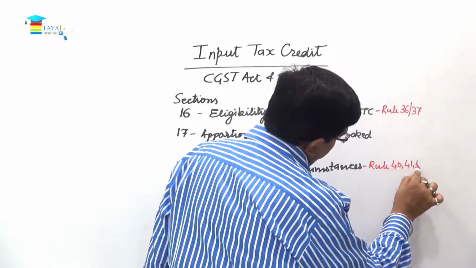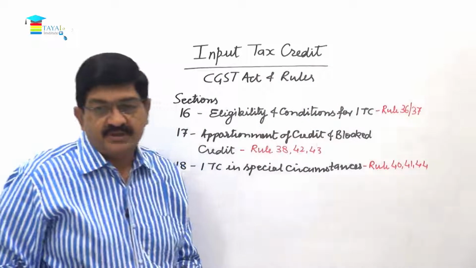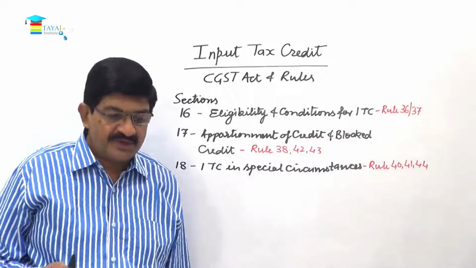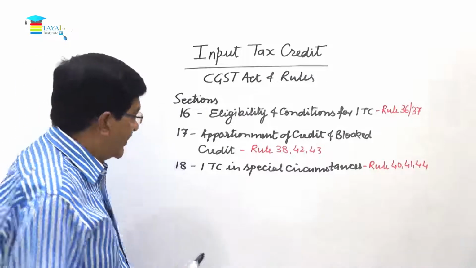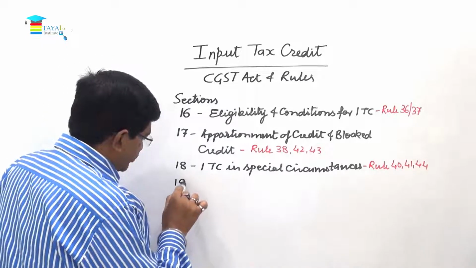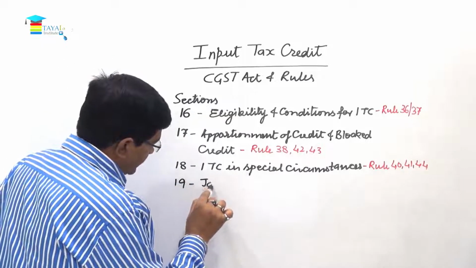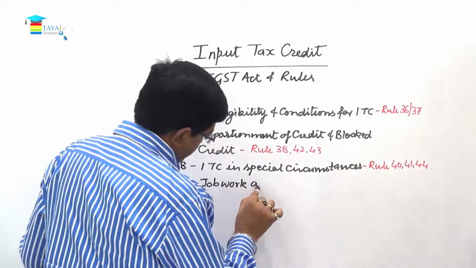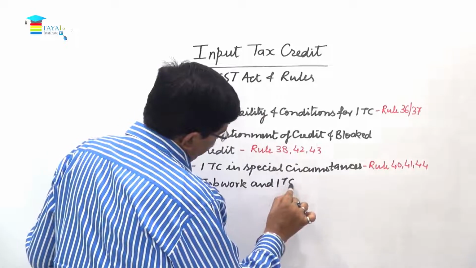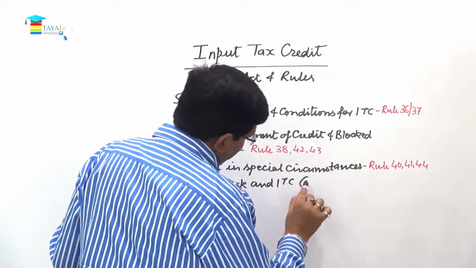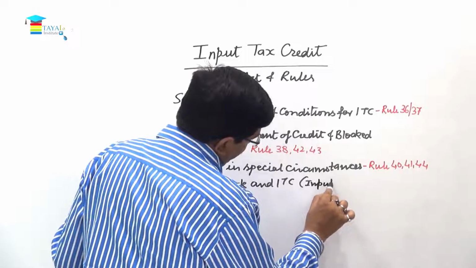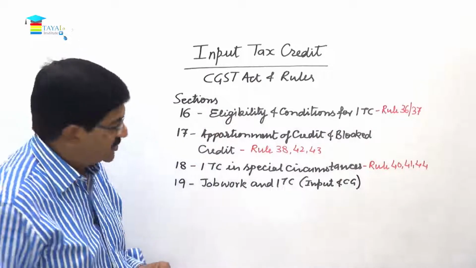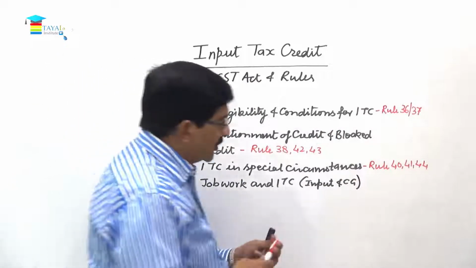Rule 40, 41 and 44. These are the rules which we will have to refer to. Then comes section 19, and that talks about taking input tax credit on capital goods and inputs sent for job work. So I'll just put a title, job work and input tax credit, and in brackets I'll write for inputs and capital goods. Inputs and capital goods. And along with this we'll talk about rule number 45.